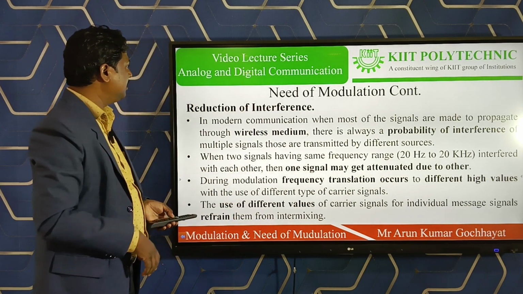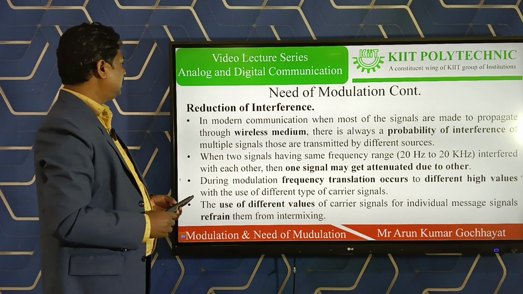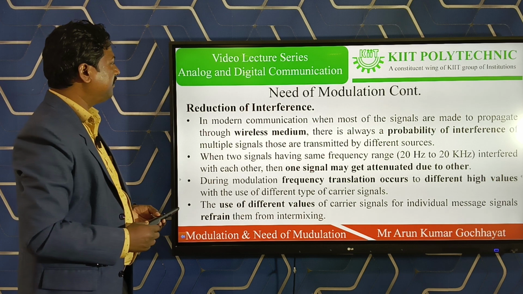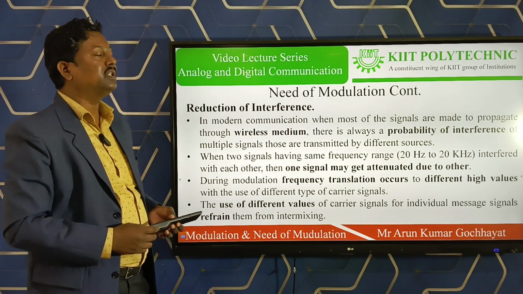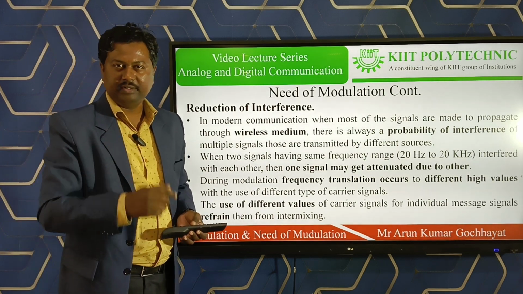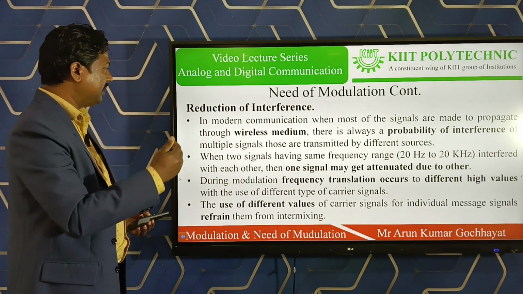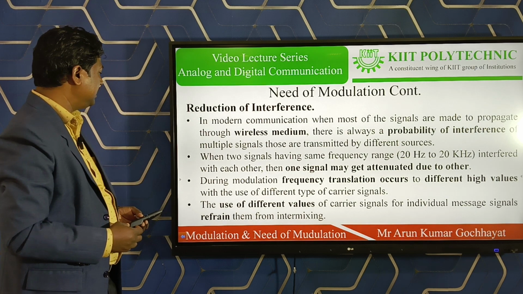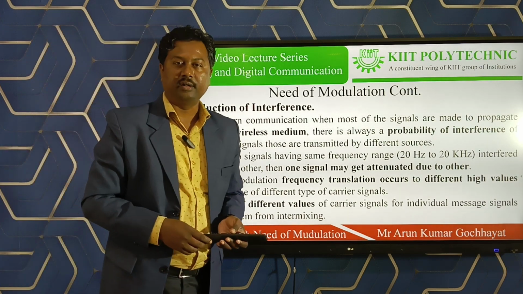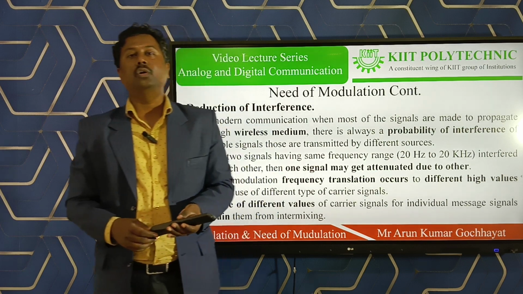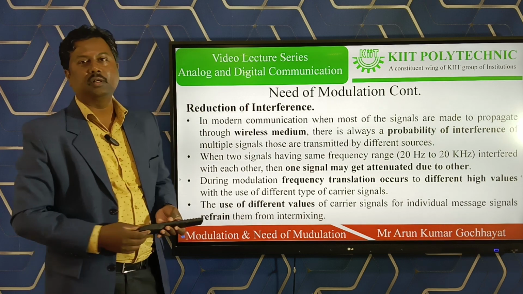So that is written over here. When signals are made to propagate through a wireless medium, there is a probability of interference of multiple signals transmitted by different sources. When two signals having the same frequency range interfere with each other, one signal may get attenuated due to the other. Which one gets attenuated? The signal which has low power. During modulation, frequency translation occurs to different high values with the use of different types of carrier signal. The use of different carrier signals for individual message signals keeps them from intermixing. So this is the whole thing that happens in modulation, and this is the second point, reduction of interference.